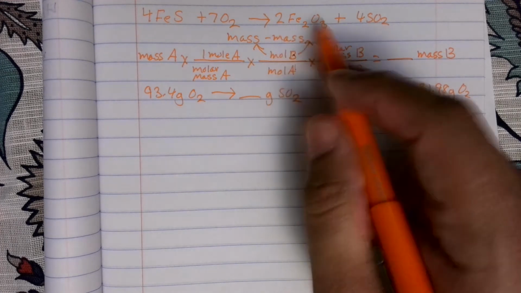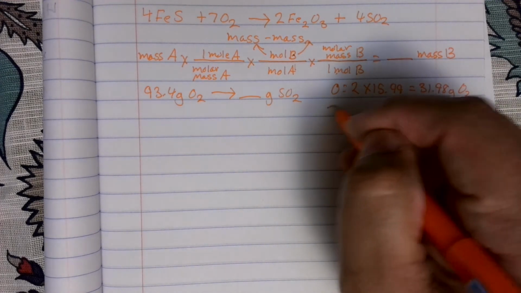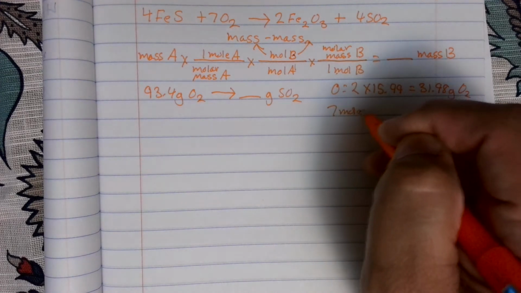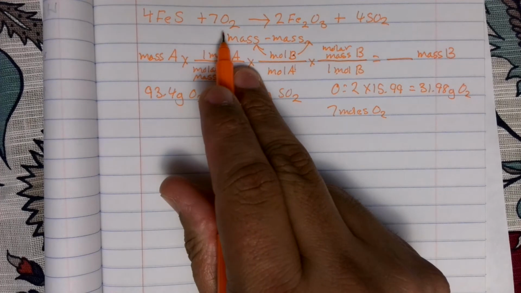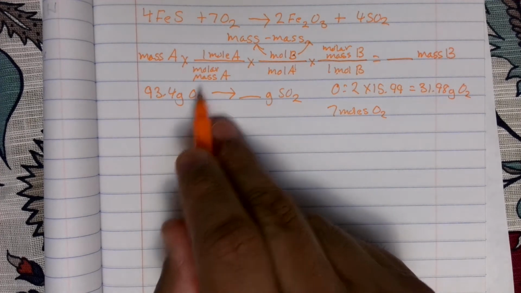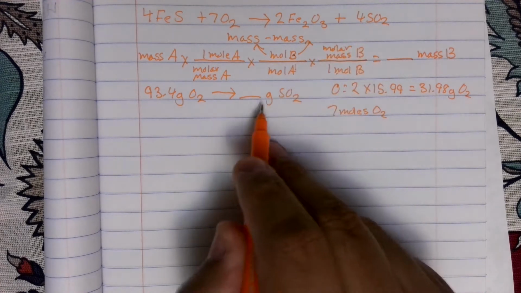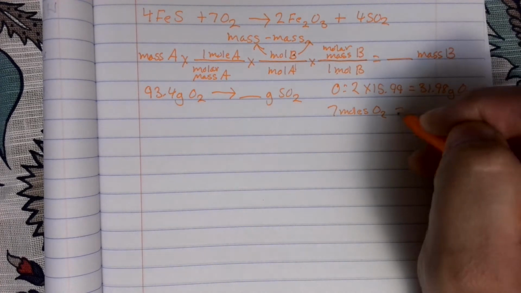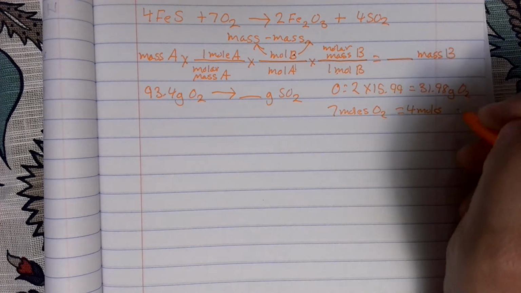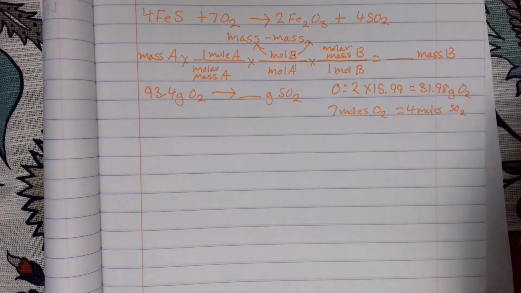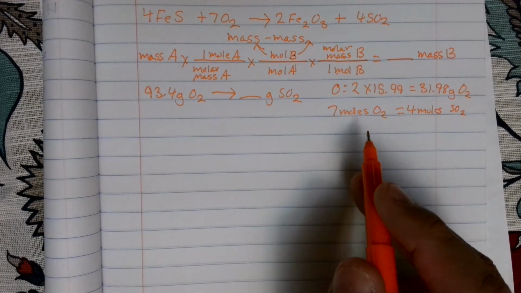The mole ratio is going to come from here, so we should write down what that is. So mole of A is going to be 7 moles of O2. That comes from right here, because that's our A. And our mole of B is over here, so we need to figure that out. That's SO2, so we need to then use that number. That should be 4 moles of SO2.